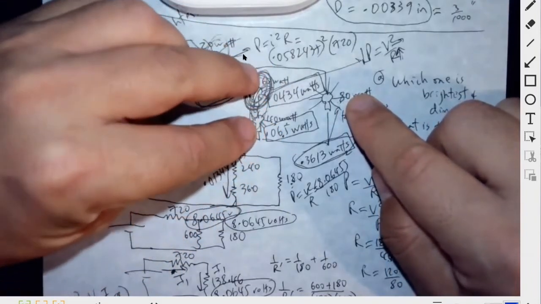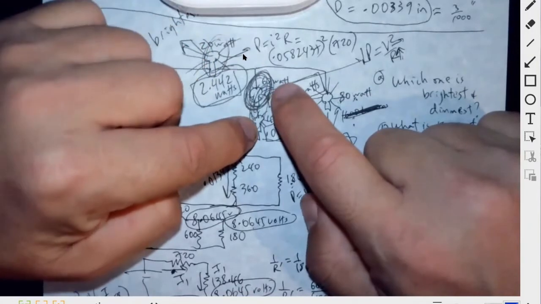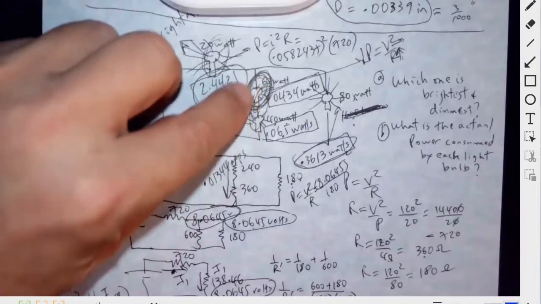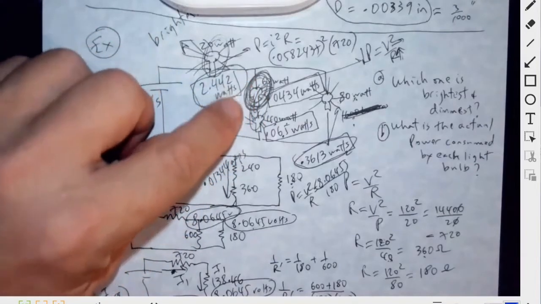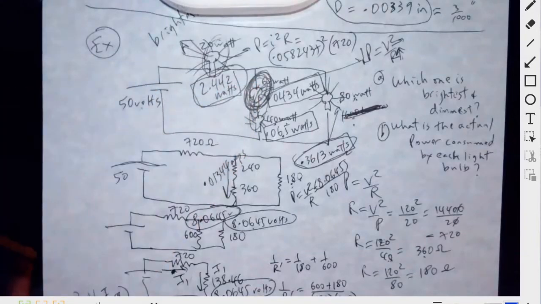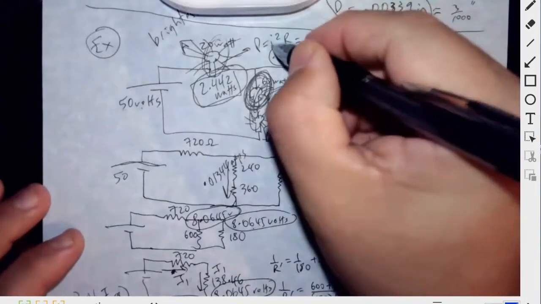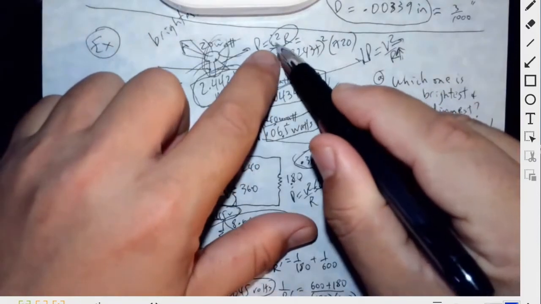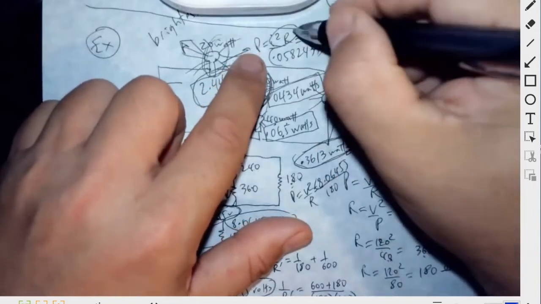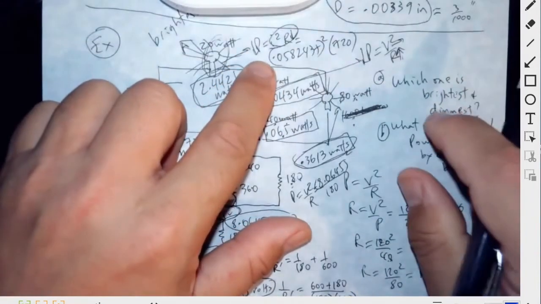Then between these two, how can I argue that this is going to be dimmer? If they're in series, they share the same current. So if they have the same current, who's going to have the least power? Two light bulbs that are forced to be in series together are going to have the same current. So if the I is the same, the one that has less resistance is going to have less power.